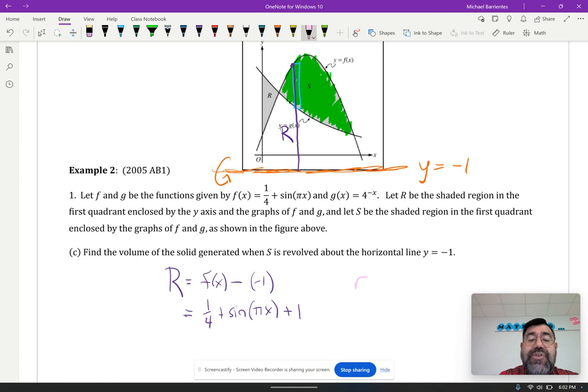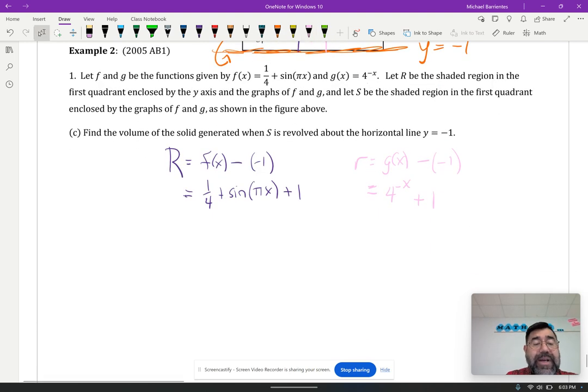Second radius, start from the axis of revolution and go all the way until you get to the closer boundary of that shaded region. That's little r. But how do I measure vertical lengths? Top minus bottom. So top is this function, which is g of x, minus the bottom, which is -1. So I have to do this. And therefore little r is 4 to the negative x plus 1. So I have big R and I have little r.